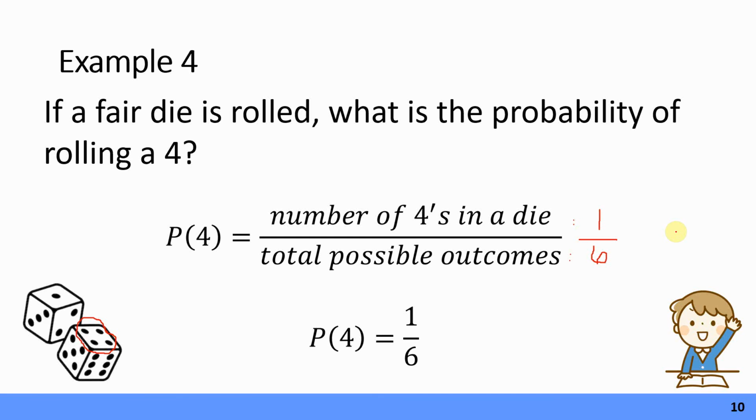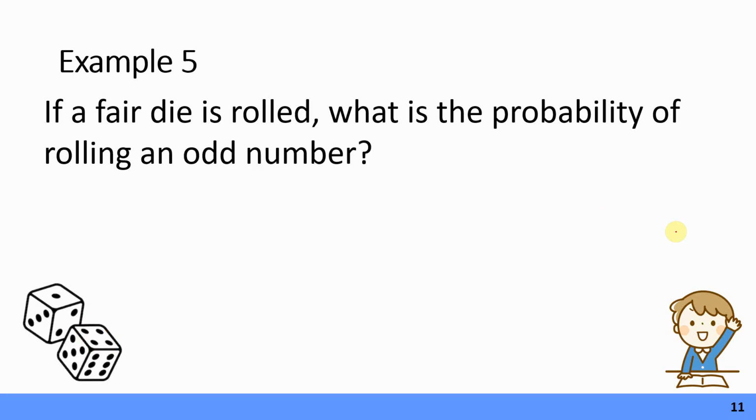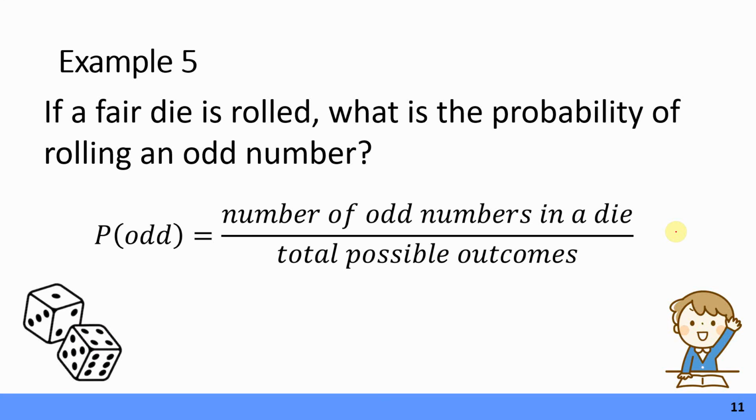All right, so hopefully we feel okay with this one. Let's go ahead and move to number 5. If a fair die is rolled, so again, same scenario. What is the probability of rolling an odd number? So again, probability is a fraction. So my fraction is always going to be the total on the bottom, and what I'm asking you goes on top. So hopefully we all know now that since we're talking about a die, the total possible outcomes is 6. There's 6 sides. That's always going to be my denominator.